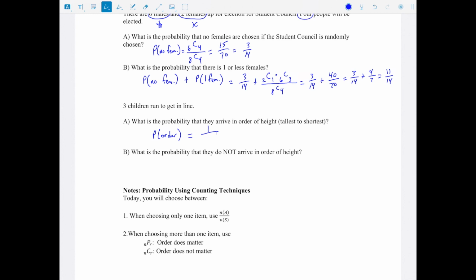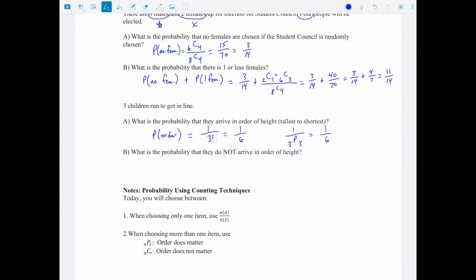Now, how many different orders could the kids show up in? Well, that would be 3 factorial, because each child could show up in any order. So 1 over 3 factorial is 1 over 6. And notice that this would be the same if you did 1 over 3P3, permutations. That would be the same. So that would be 1 over 6 as well.